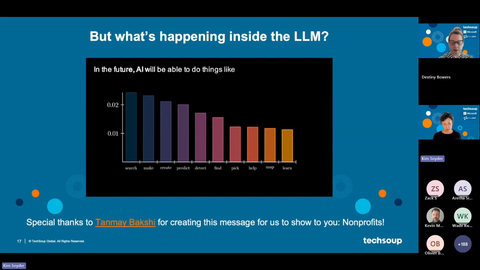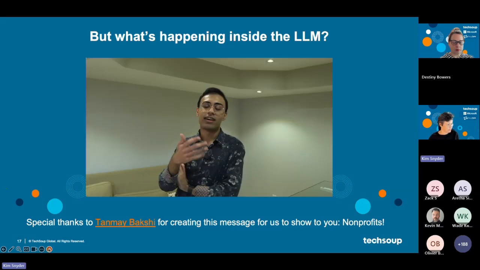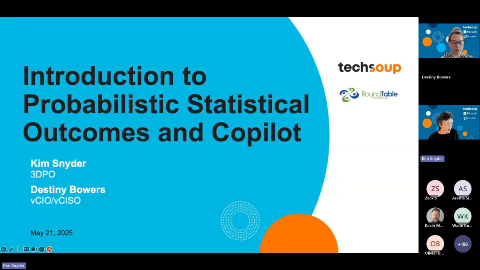You're asking some good questions in here in the chat. Human-centered people are using these tools because we need to be asking questions. So, probabilistic statistical outcomes and Copilot.